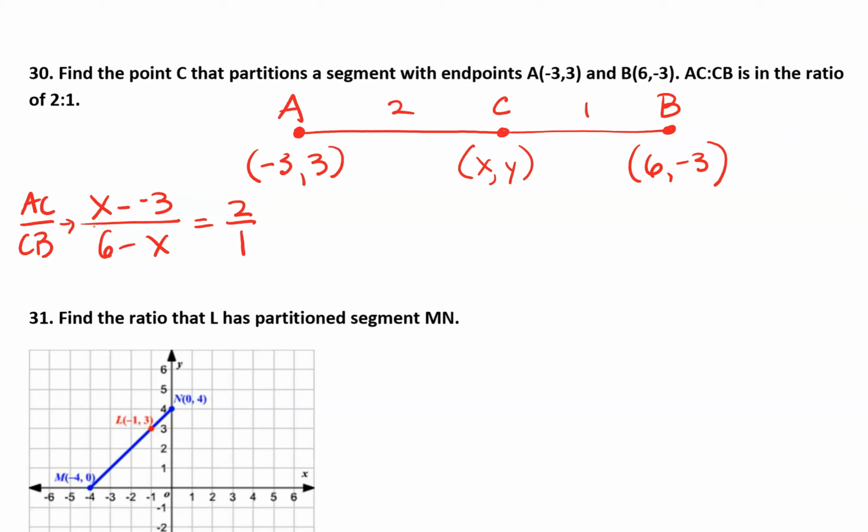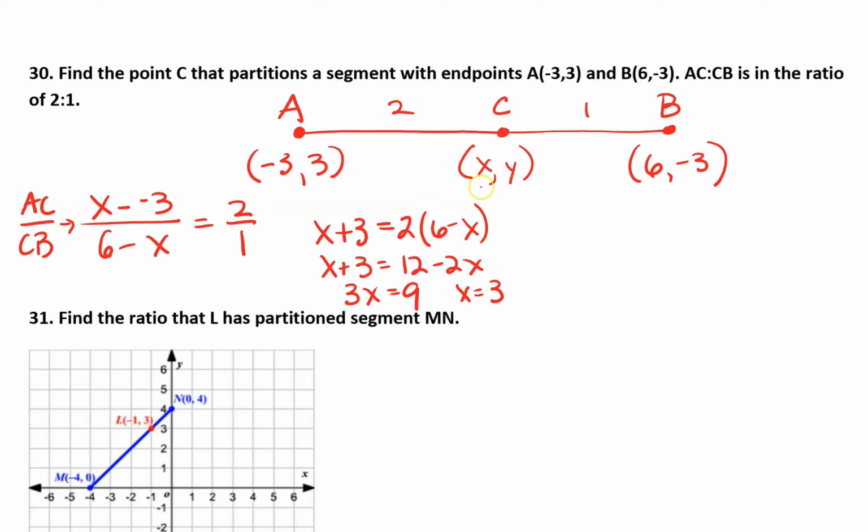All right, so I'm going to cross multiply. So 1 times x minus negative 3 and 2 times 6 minus x. Cross multiply. x plus 3 equals 12 minus 2x. Add 2x to both sides, 3x. I'm going to subtract 3 from both sides. And now divide by 3, x equals 3. Okay, so we know this point right here is going to be 3.